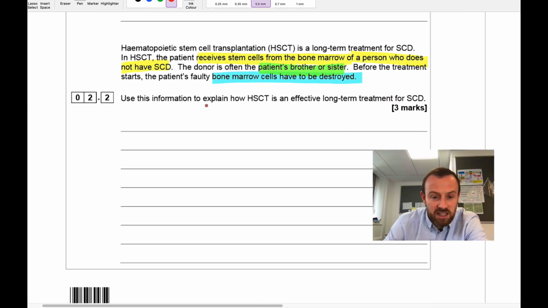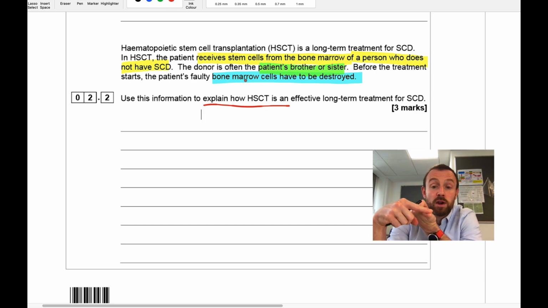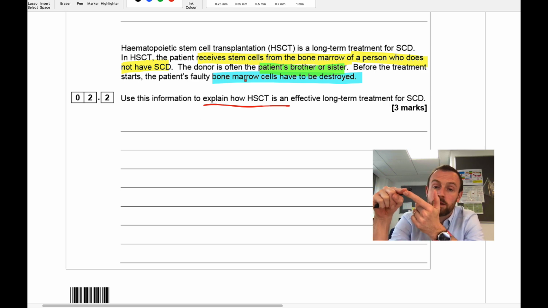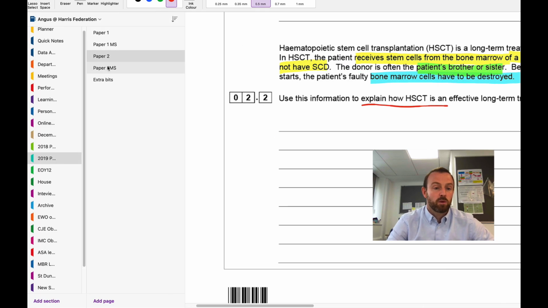I think for the explanation of how HSCT is an effective long-term treatment, we need to say that bone marrow cells are first destroyed so that no new red blood cells with the sickle cell mutation are produced. And then the bone marrow of the person who does not have SCD contains the normal hemoglobin gene to produce normal hemoglobin and normal red blood cells. And the patient's brother or sister is often the donor to minimize the chance of immune rejection. And then we also need to say that the stem cells differentiate to produce red blood cells with the correct hemoglobin.